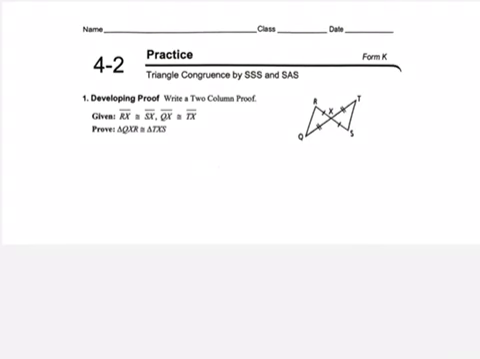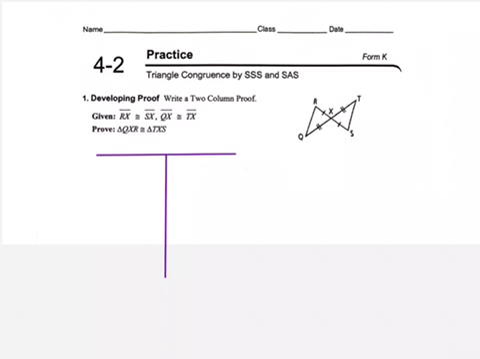Here we have the 4.2 worksheet K video key. So the first problem, they provide us with the fact that segment RX is congruent to segment SX and QX is congruent to TX. And they've asked us to prove that triangle QXR is congruent to triangle TXS.